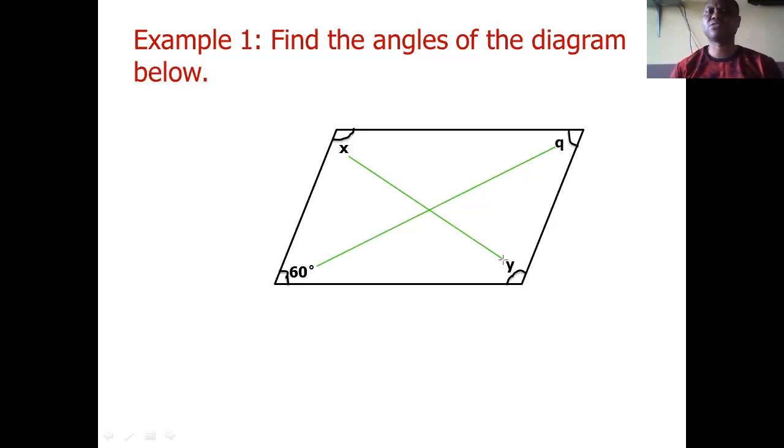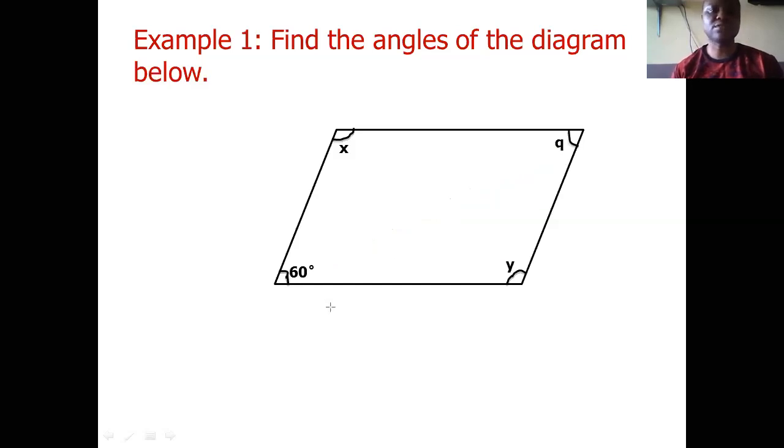Now, let me ask you this question. Recall that we say that the sum of angles in a quadrilateral is what? Correct, 360 degrees. So to get X and Y, you are going to say Q plus X plus 60 plus Y equal to 360 degrees. So I want you to do that and then tell me your answer.